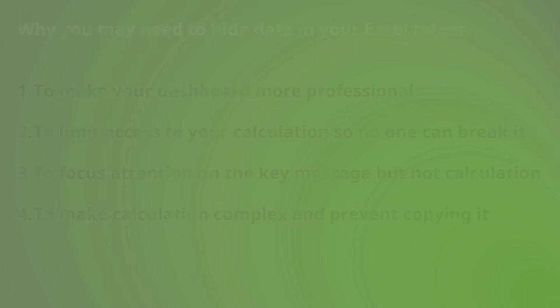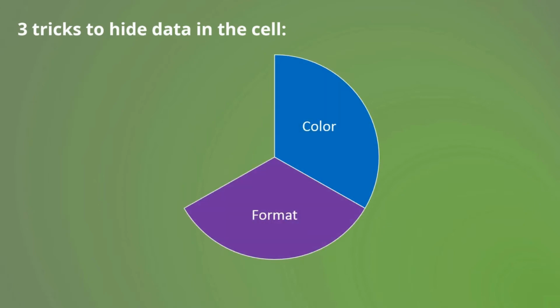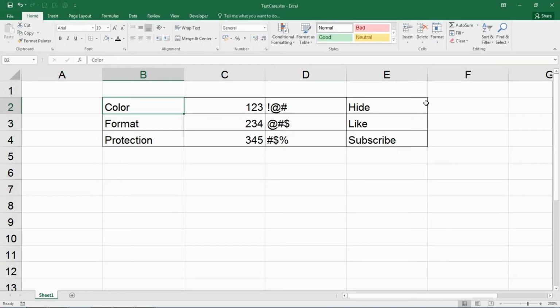So for today's purpose, I would go through 3 tricks that will hide information in Excel but will still allow you to operate based on that. These 3 tricks are going to be about color, format, and protection. So let's go to Excel and check them out.